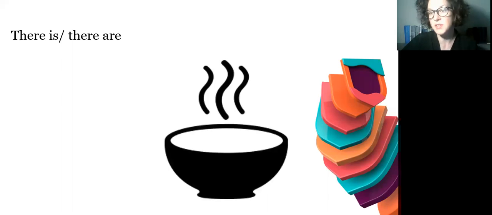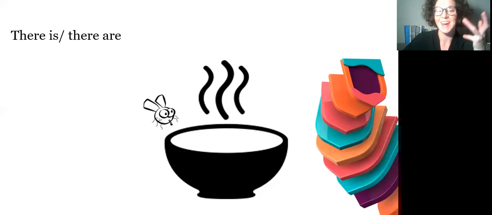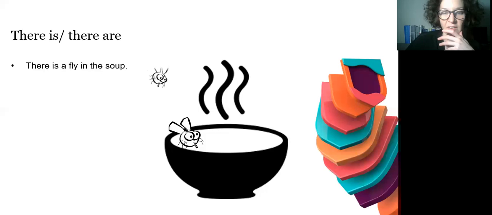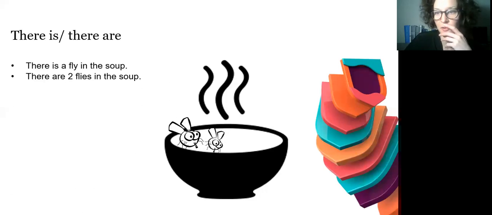And yeah, so we suggest to them that there is this structure to use in such situations, and we ask them to work with it. Like, look, what's going on? There is a fly in a plate, in the soup. Okay, and what's going on now? There are 2 flies in my soup. And what's going on?